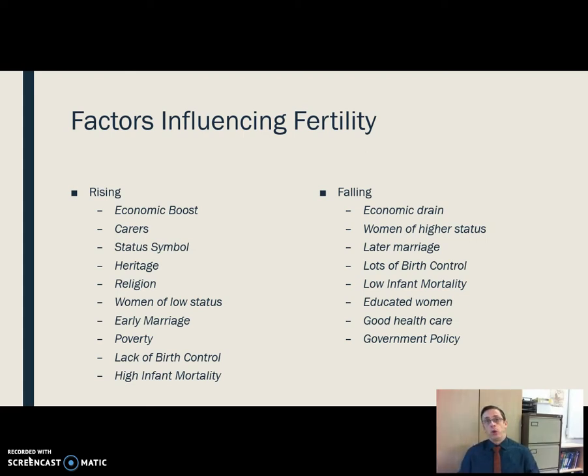Now, the last point we've got here: if you've got a high infant mortality rate, then you will tend to find that the fertility rate increases to try to offset that infant mortality rate.